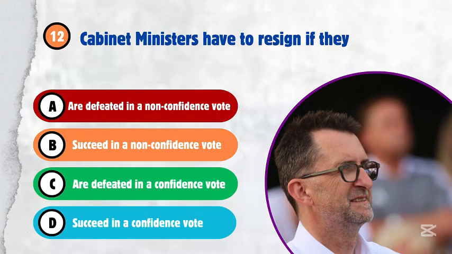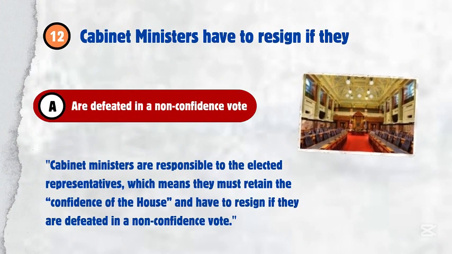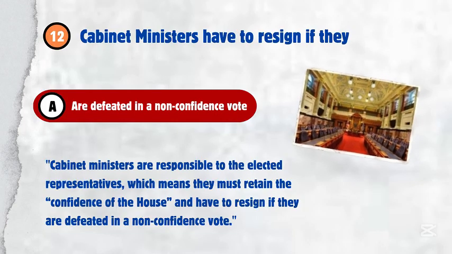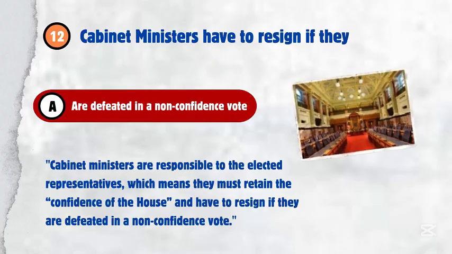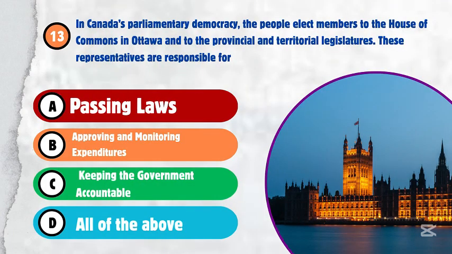12. Cabinet ministers have to resign if they: A. Are defeated in a non-confidence vote. B. Succeed in a non-confidence vote. C. Are defeated in a confidence vote. D. Succeed in a confidence vote. Answer: A. Are defeated in a non-confidence vote. Cabinet ministers are responsible to the elected representatives, which means they must retain the confidence of the House and have to resign if they are defeated in a non-confidence vote.